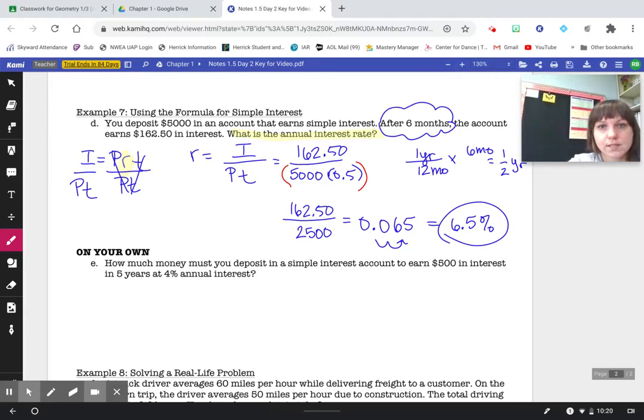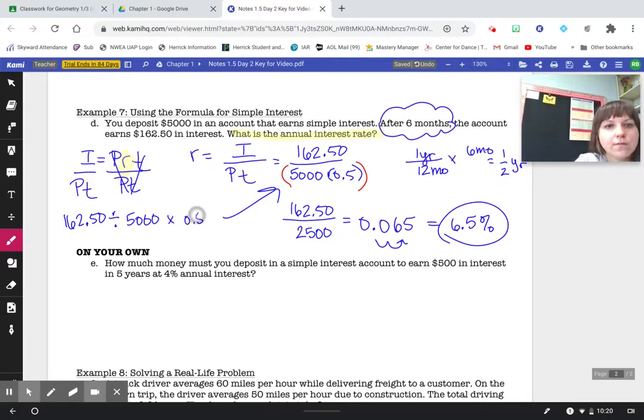Now, I stressed this part right here because in your calculator, if you put 162.5 divided by 5,000 times 0.5, you're not going to get the right answer. If you put it in the calculator that way, you need to put parentheses around your 5,000 times 0.5. I would like you to pause the video and complete part E on your own using the interest formula.